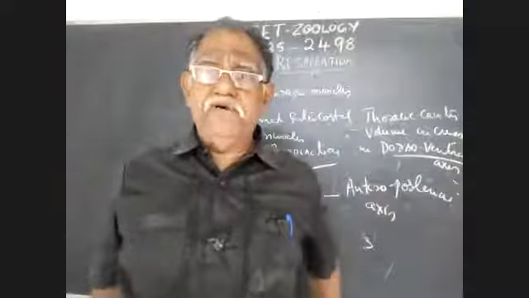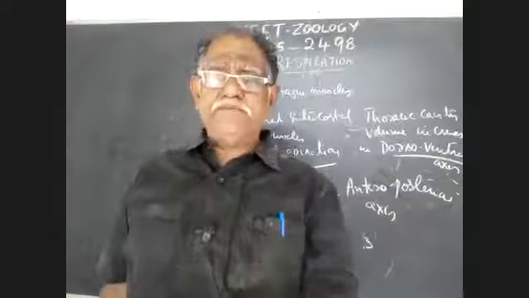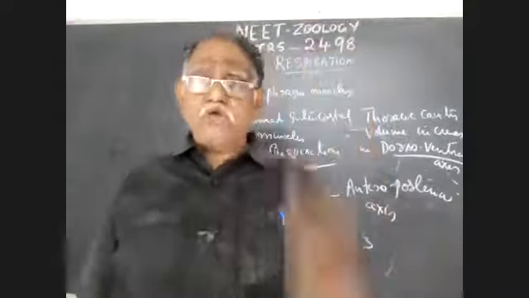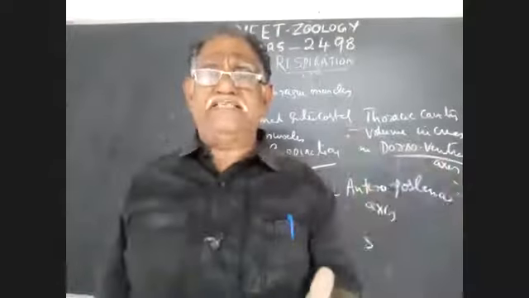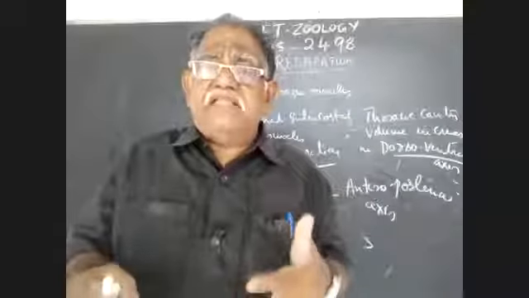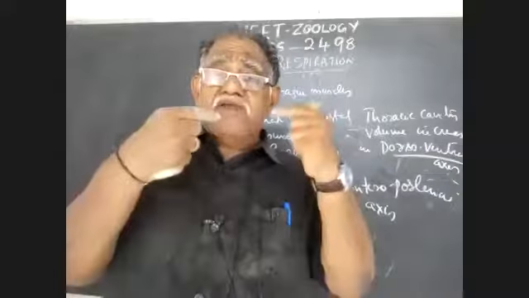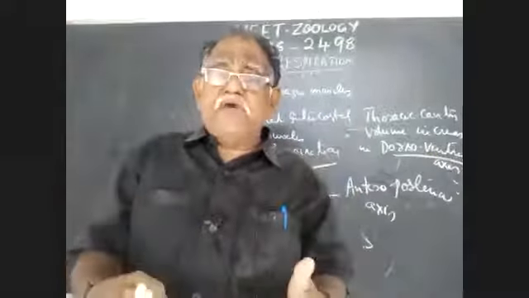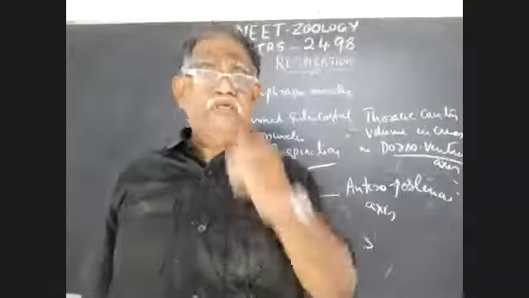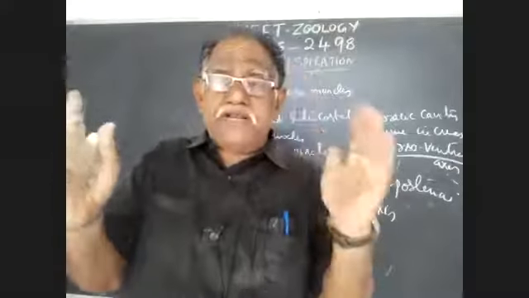The contraction of external intercostal muscles and diaphragm muscles causes the inspiration. How? The thoracic cavity volume increases in dorsoventral axis and anterior-posterior axis. By the contraction of external intercostal muscles, the volume increases in dorsoventral axis. By the contraction of diaphragm muscles, the volume increases in anterior-posterior axis. Both processes increase the thoracic cavity volume.